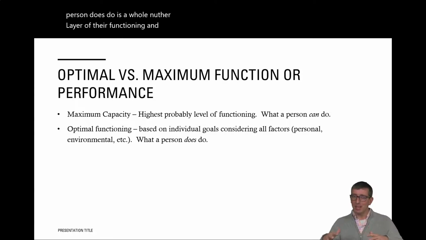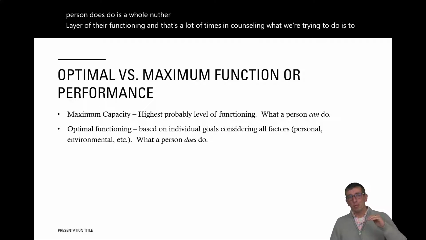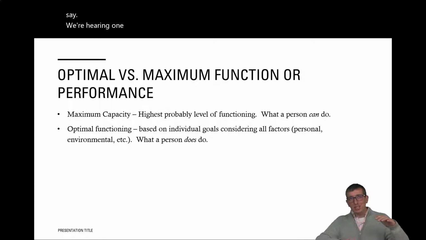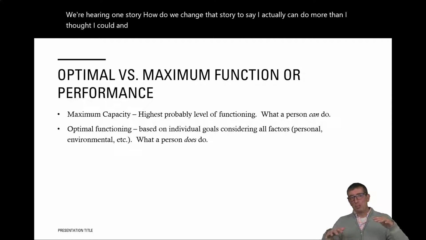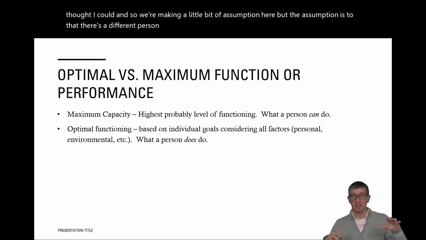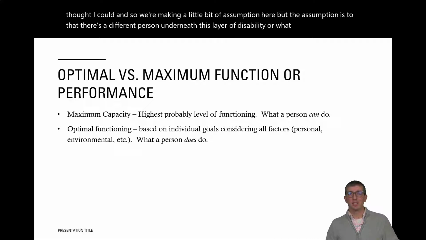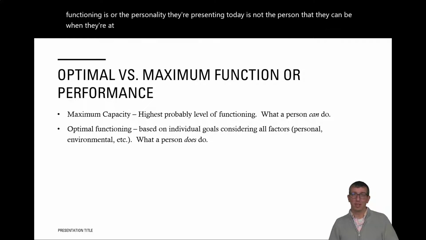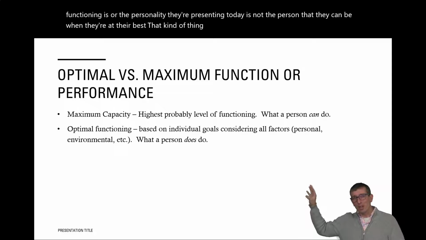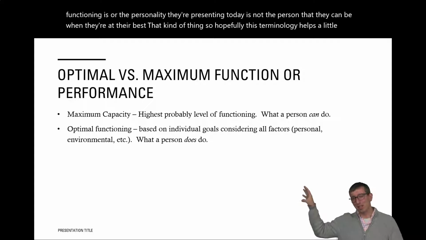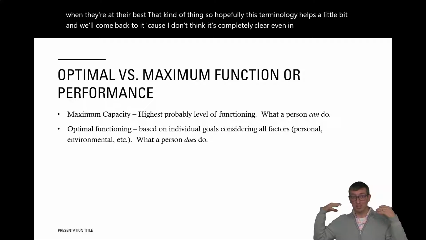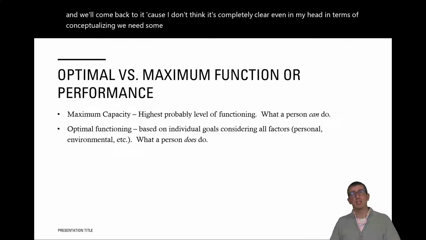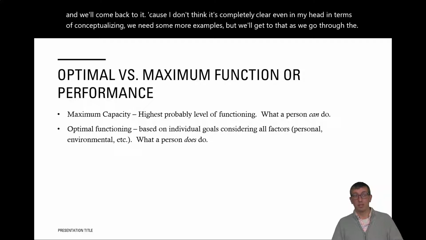And that's a lot of times in counseling what we're trying to do: we're hearing one story, and how do we change that story to say, I actually can do more than I thought I could? We're making a little bit of an assumption here, but the assumption is that there's a different person underneath this layer of disability, or that their current functioning, or the personality they're presenting today, is not the person that they can be when they're at their best. So hopefully this terminology helps a little bit, and we'll come back to it, because I don't think it's completely clear even in my head in terms of conceptualizing. We need some more examples, but we'll get to that as we go through the rest of the lectures in the book.